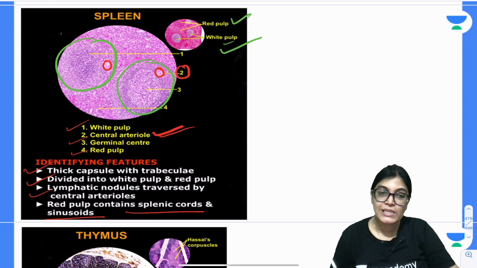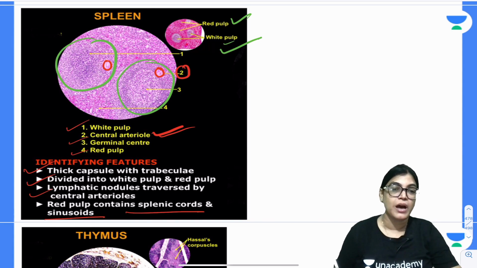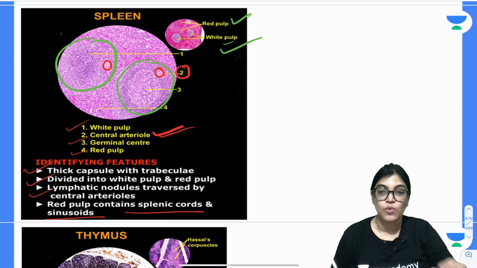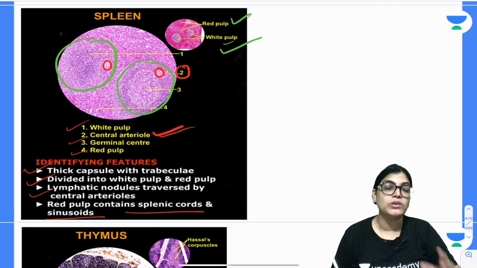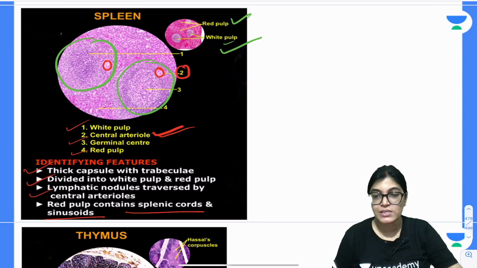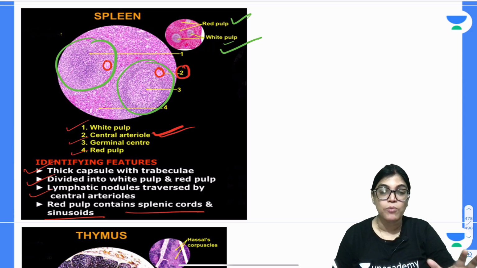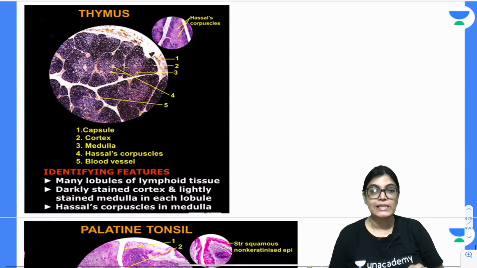The red pulp of the spleen, when freshly dissected out or cut, is red pinkish in appearance, and it contains splenic cords and splenic sinusoids. What are splenic cords? The splenic cords of Billroth, and we have already talked about all these points in detail. This is just a summary of the important identifying features so that you can identify the slide very nicely. Got it, everyone? These points are very, very important for you to know. Now, let's move on to the next, that is the slide of the thymus gland.